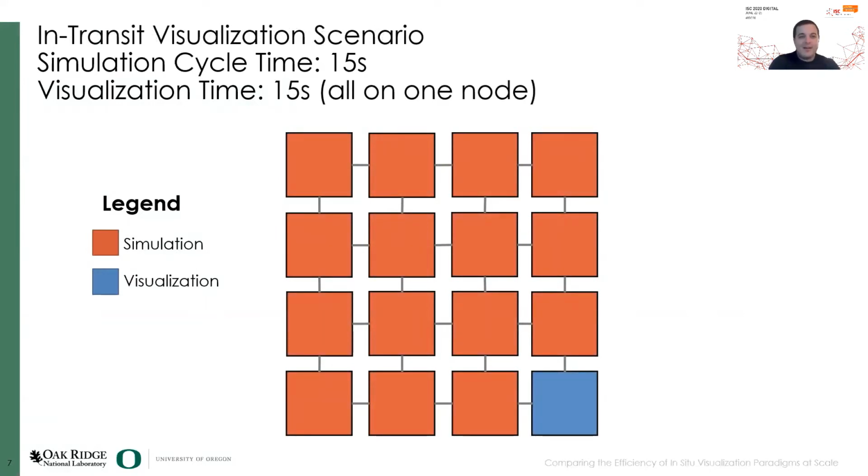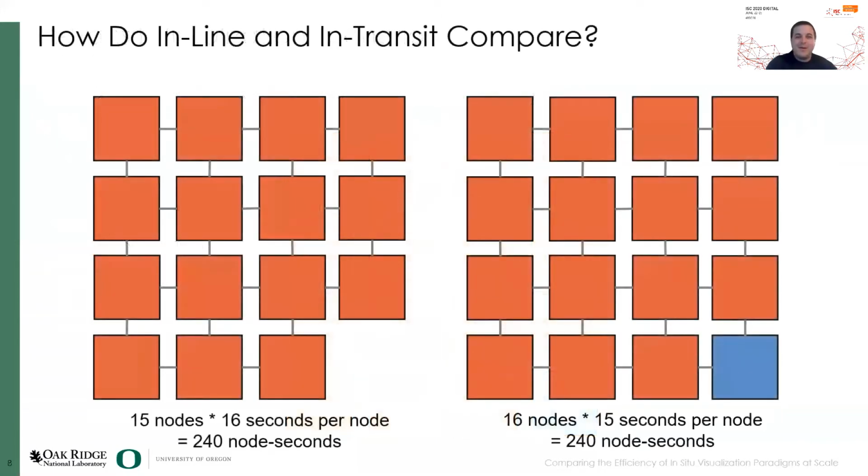What does that look like in transit? What happens if we dedicate just 1 additional node to this problem? In total now we have 16 nodes. We still have the same 15 nodes doing the simulation, but we have 1 node doing the visualization. The simulation cycle time is still 15 seconds, and if everything scaled exactly perfectly from the inline example, it should take 15 seconds to do the visualization all on a single node. That's a hypothetical in this scenario. But if that were the case, what would our total cost look like?